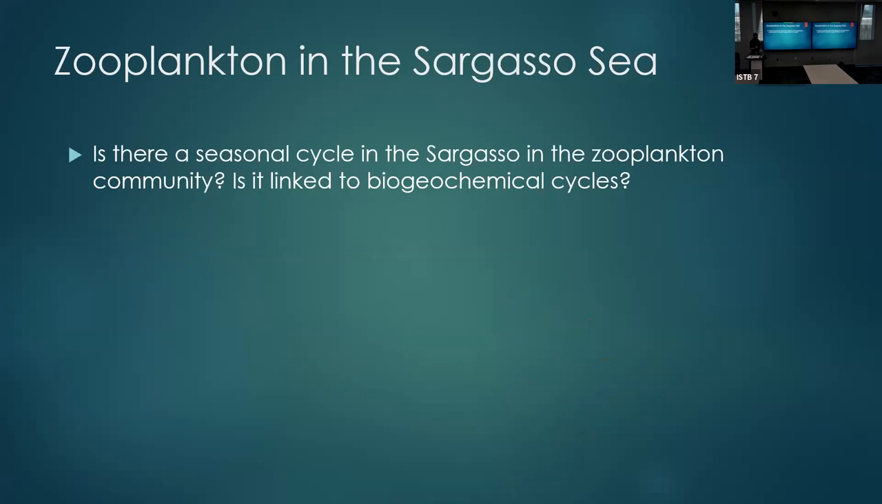Then we can start asking ourselves some questions. For example, is there a seasonal cycle in the Sargasso Sea in the zooplankton community? Is this seasonal cycle linked to biogeochemical cycles? Does it have any impact? This looks like a very basic question that you might think has to have been solved, and it was not. The Sargasso Sea is a subtropical environment. Our seasons are weak. Basically, if you go there, you might think that we have a fall and a summer, or a spring and a summer.